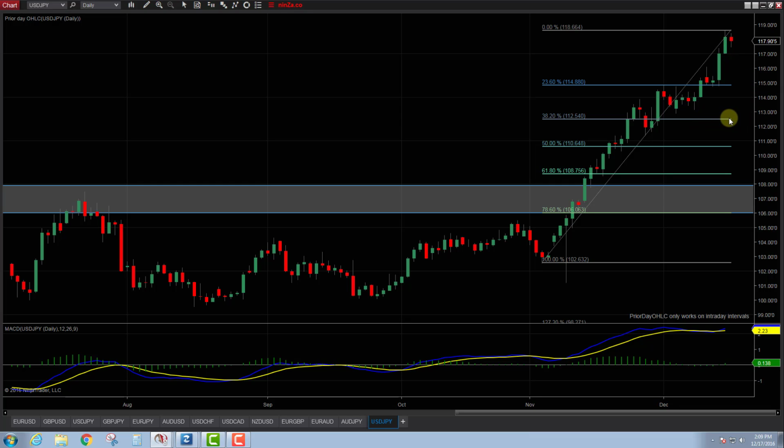So once we've come down and tested this 38% retracement, so let's say we got in at the 116 level and the market comes down to here. At that point in time, guys, I would take my stop loss, move it to break even plus maybe 10 pips, and let the market do what the market's going to do at that point in time. There would be no more of myself interfering with the trade.